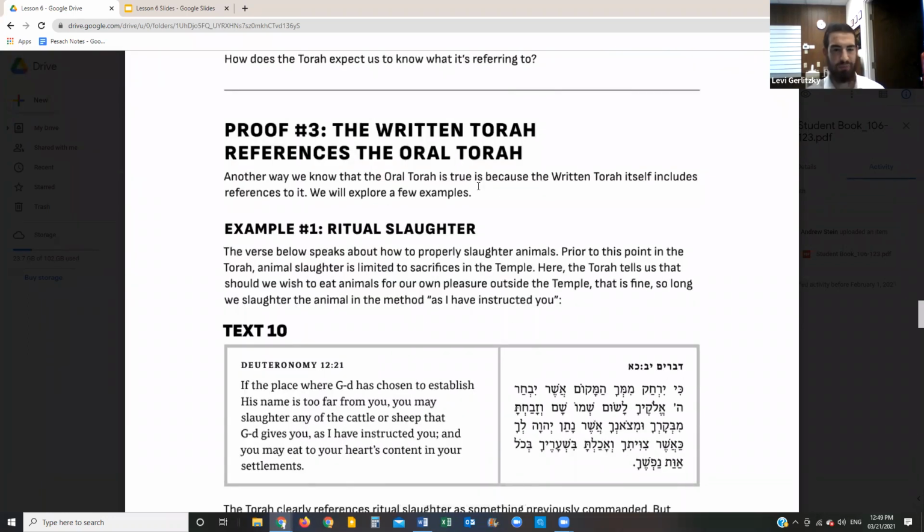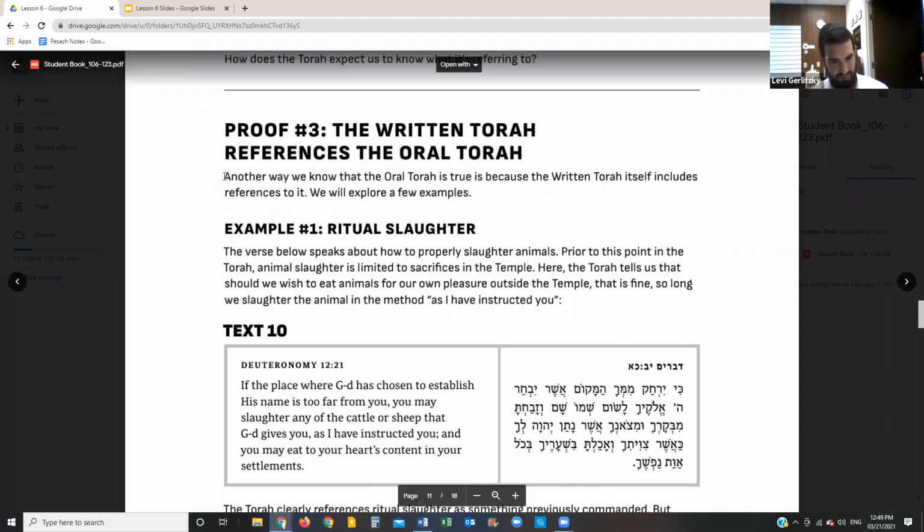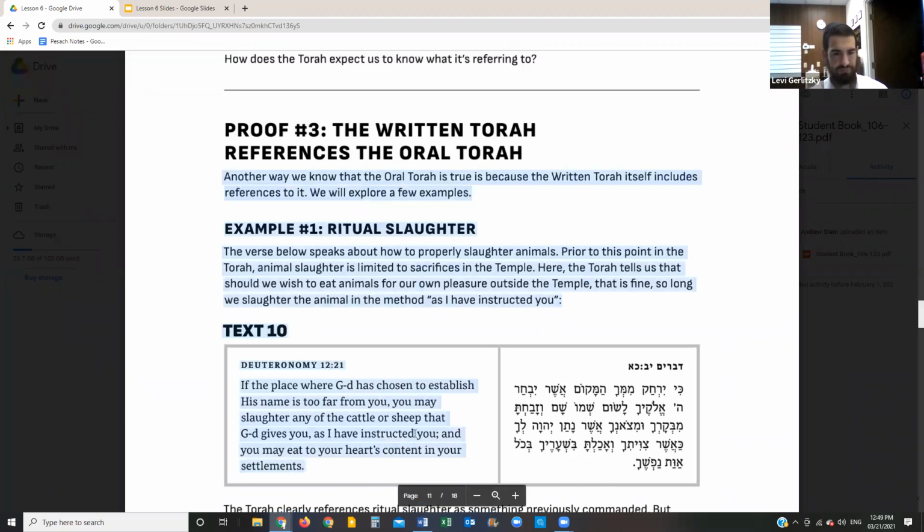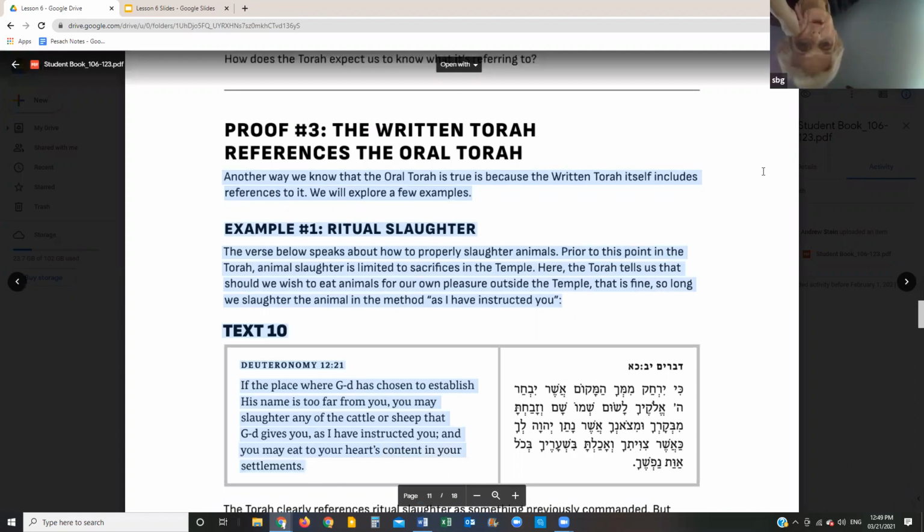Let's read proof number 3, that the oral Torah is also given by God. Sheila, if you'd like to read. Another way we know that the oral Torah is true is because the written Torah itself includes references to it. We will explore a few examples.